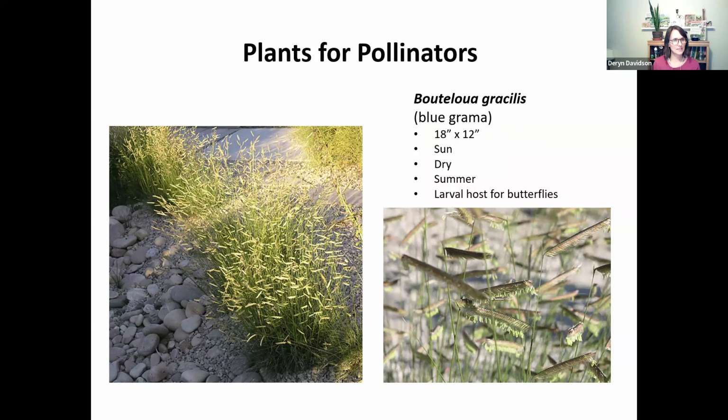Okay, here's Bouteloua gracilis. So this is blue grama. Blue grama is Colorado's state grass, which is fun. One way to remember it, people think that the seed heads look like grandma's eyelashes. They kind of curve up. Those ones are kind of straight, but they get kind of a curve. So some people remember the name that way. So you can plant the straight species, or Blonde Ambition is a super popular cultivar of that. And they are a larval host for butterflies. Also just really, really pretty.